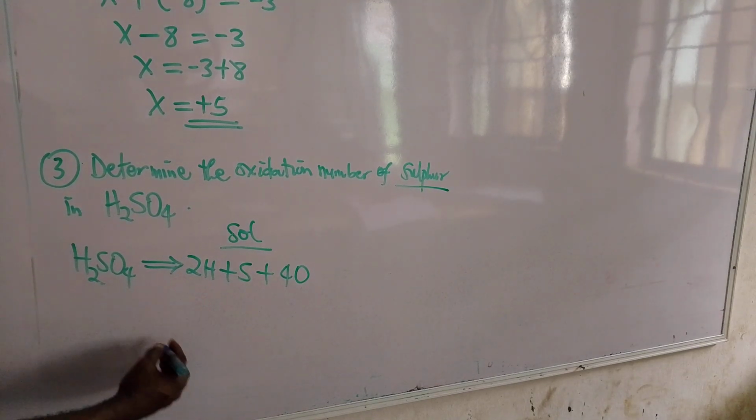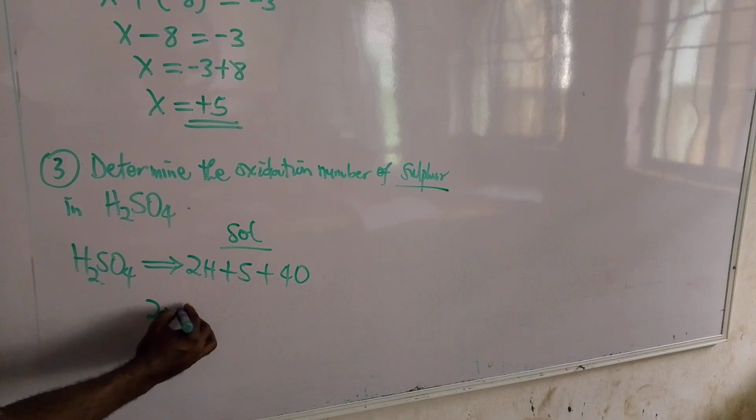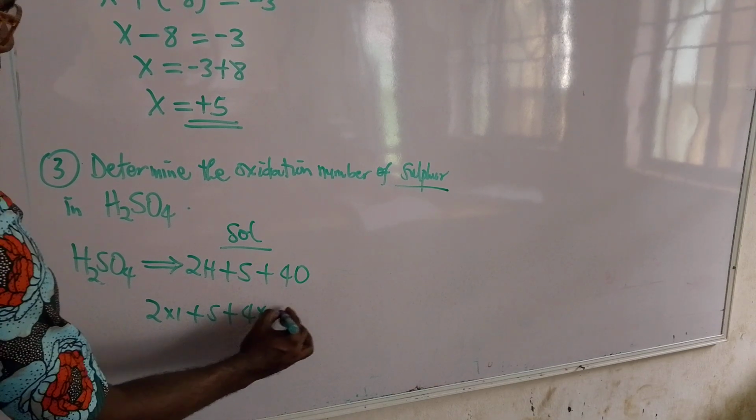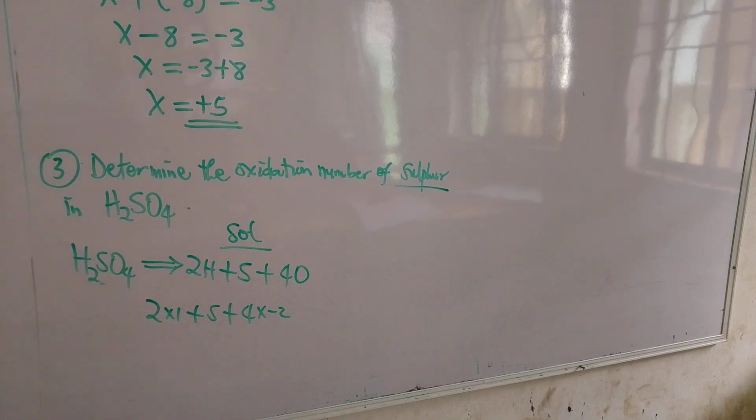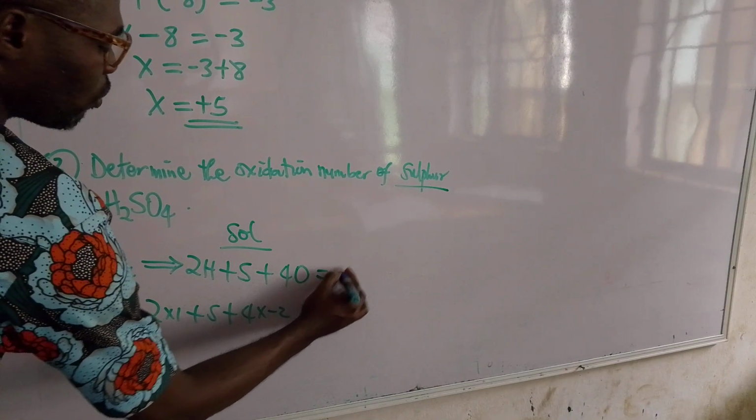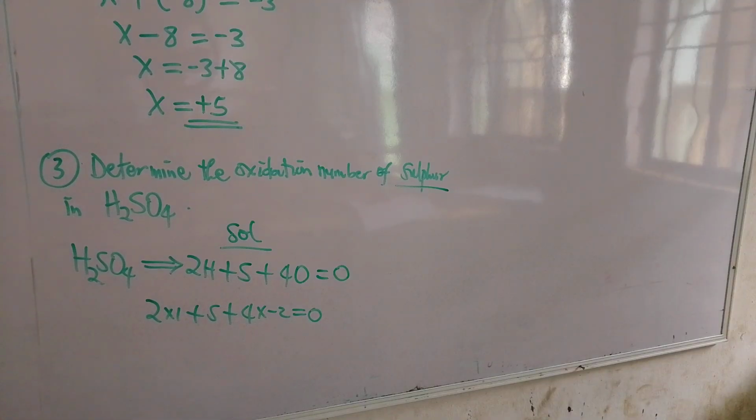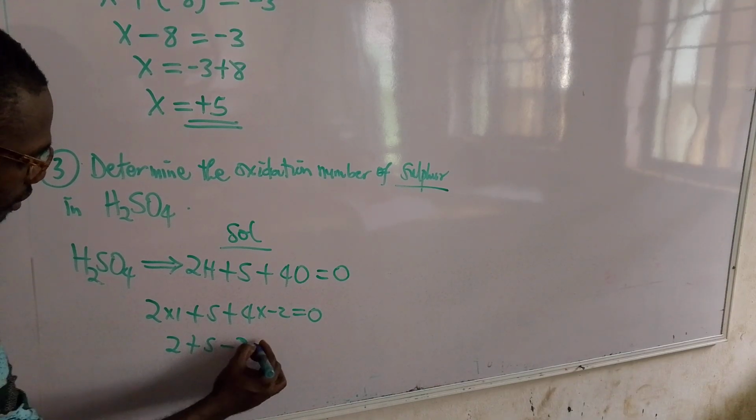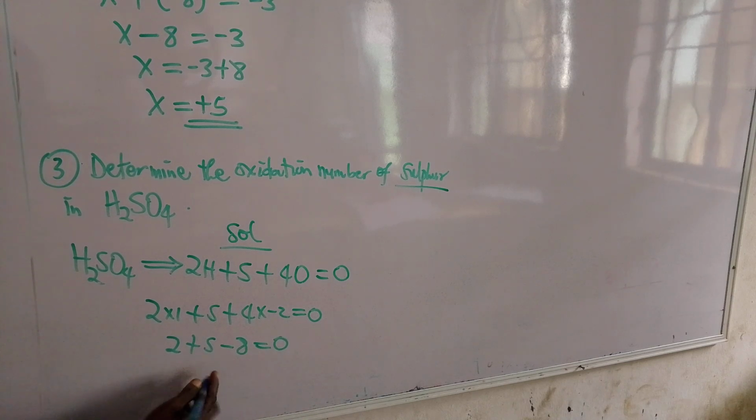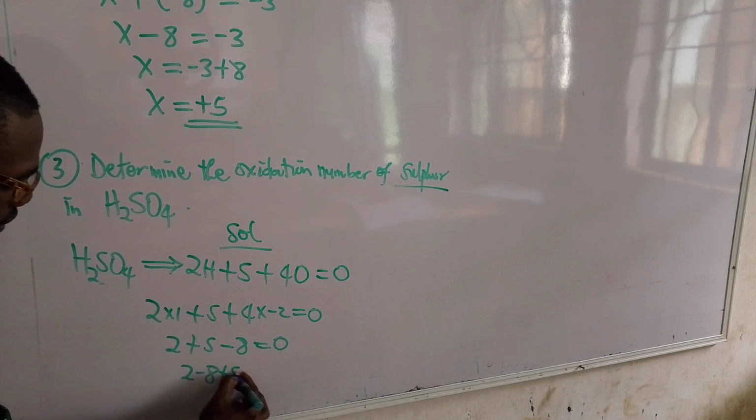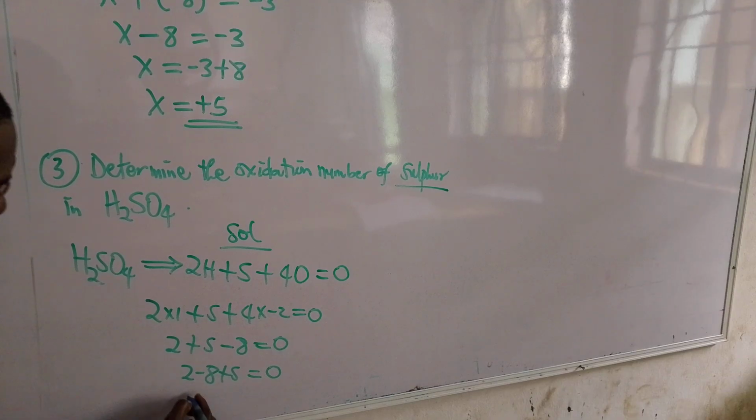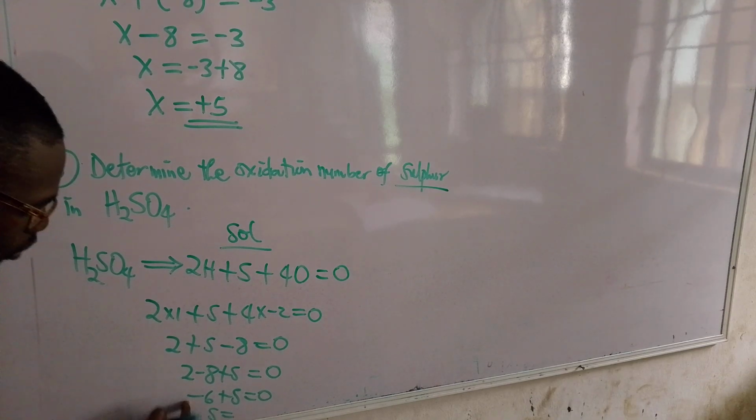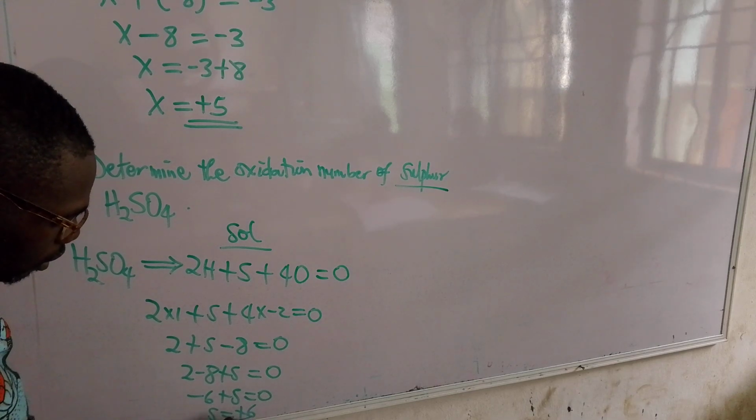Hydrogen is always 1. That's 2 multiplied by 1 plus S plus 4 multiplied by minus 2. Oxygen is always minus 2. Take note of that. So everything will be what? 0. So this one is 2 plus S, then minus 8 is equal to 0. So collect like terms: 2 minus 8 plus S is equal to 0. This one will give us what? Minus 6 plus S is equal to 0. S will now give us what? 6 goes to the other side and takes what? A positive 6.